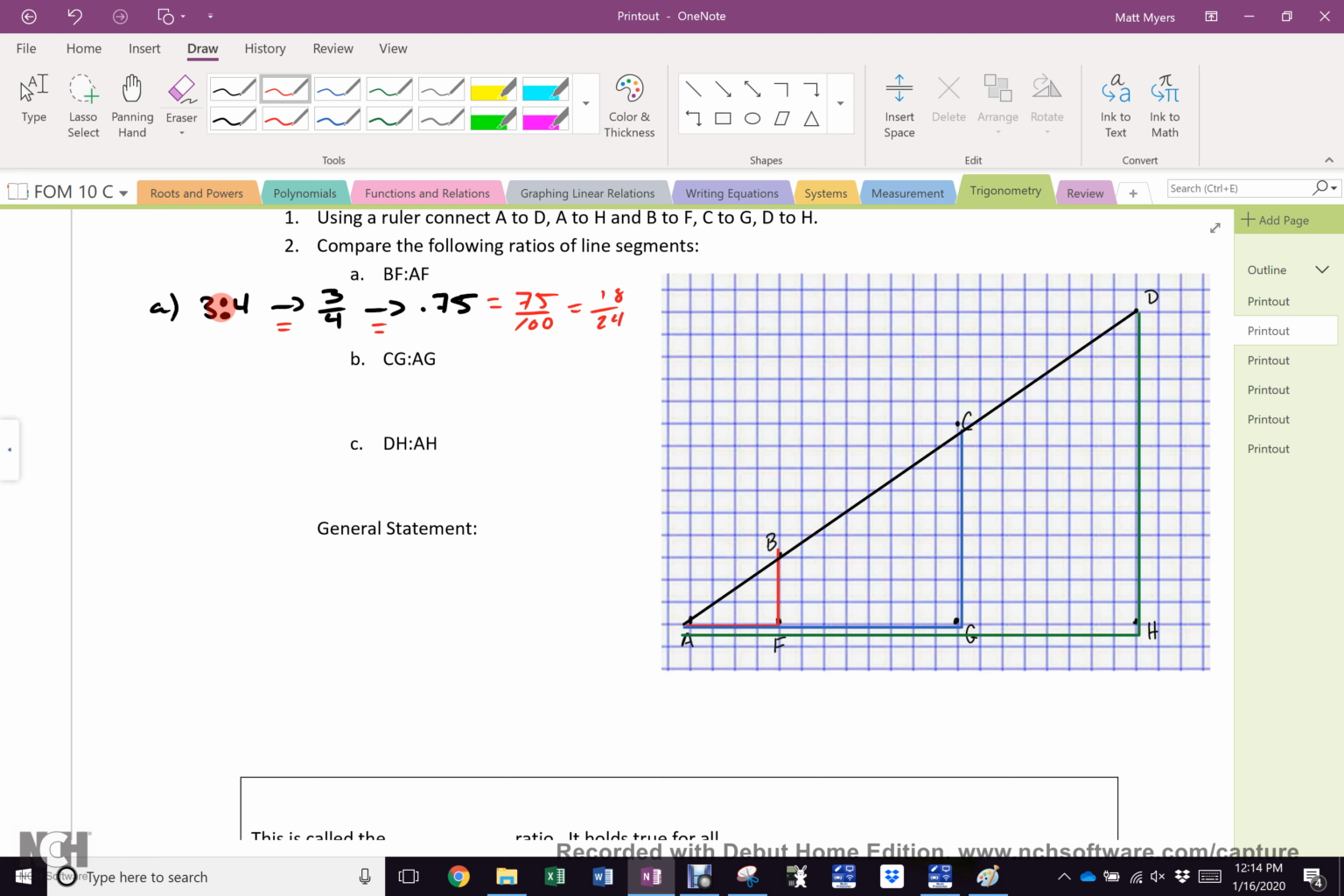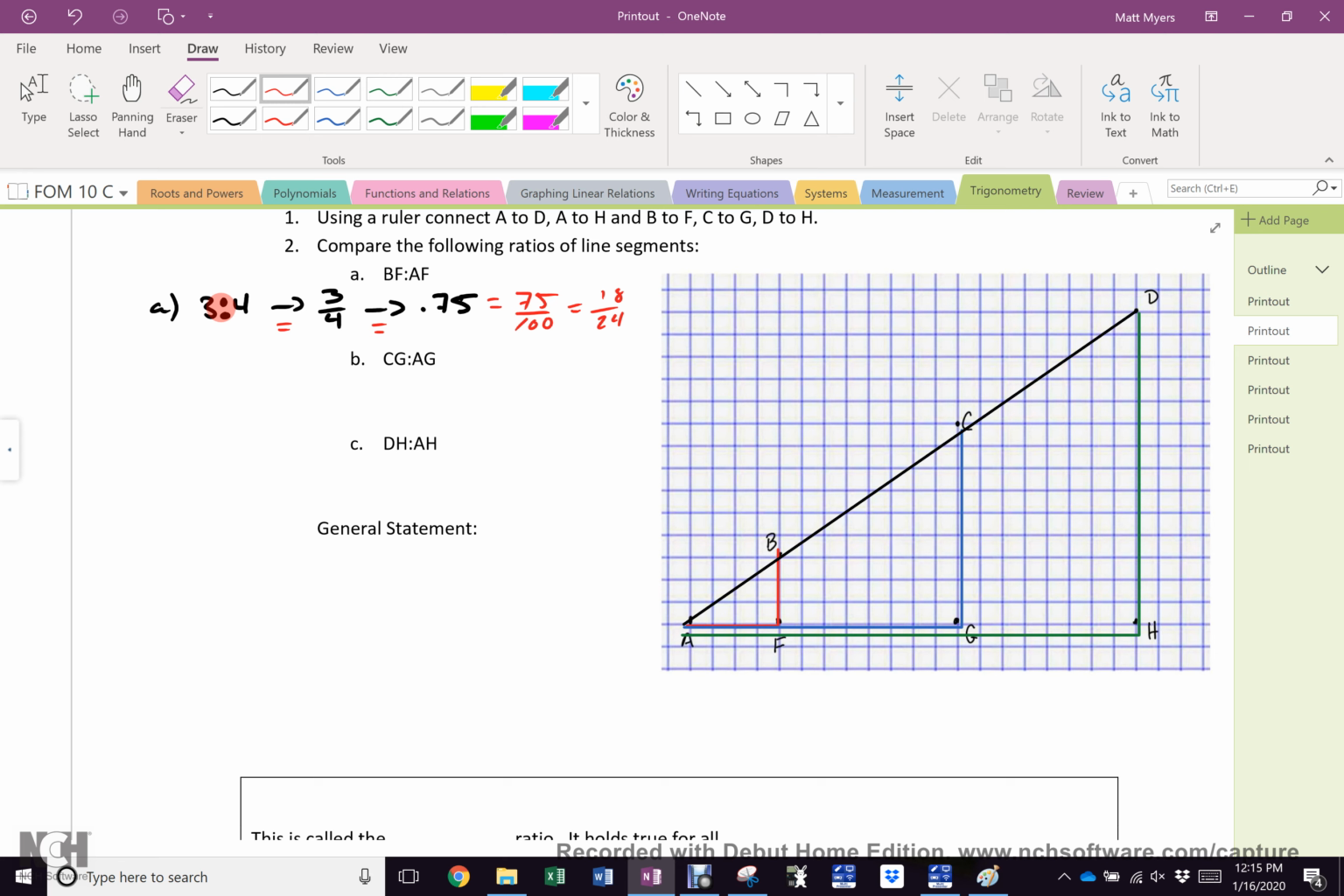This line is 300,000, so what will this one be? 400,000. What if this line was 15,000? What would this be? 20,000. Everybody cool? What if this line was 150? 200. What hasn't changed at all? That angle. Is everybody with me?